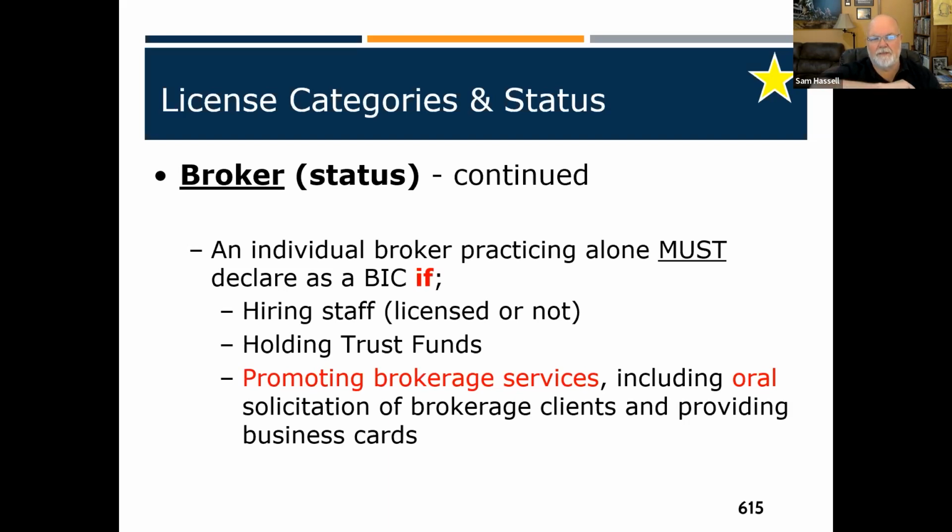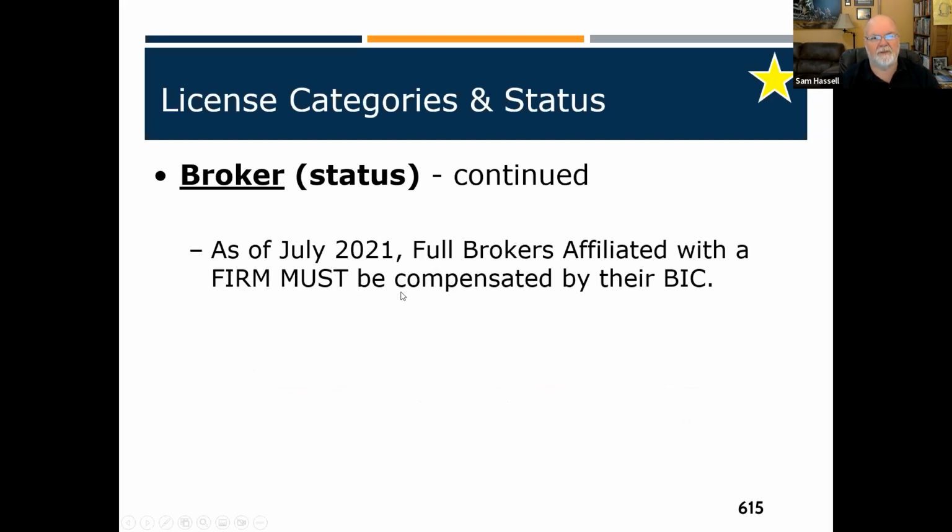Now, those 3 things they just talked about are the key jobs of a broker in charge. Being responsible for staff, right? Trust money. Trust money is like key number 1, okay? They're responsible for earnest money, trust money. And then obviously advertising. Everybody's advertising. The broker in charge is responsible for the advertising. All right? So these 3 points, unless you're a broker in charge, you can't do them. All right. And as of July of 2021, full brokers affiliated with a firm must be compensated by their broker in charge. You used to be able to get directly compensated from another company, but you can't do that anymore. It's got to go through their company.